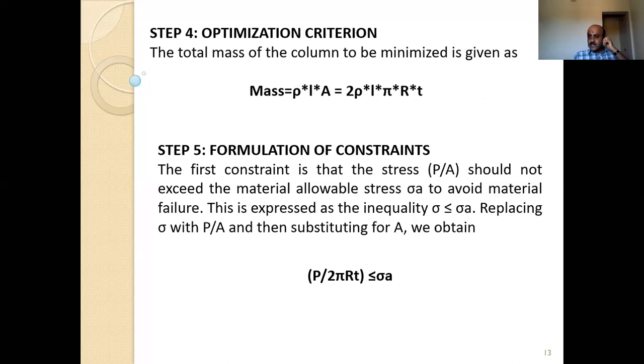Please keep a note simultaneously on all these things. This is very important for the formulation of design optimization. Right?